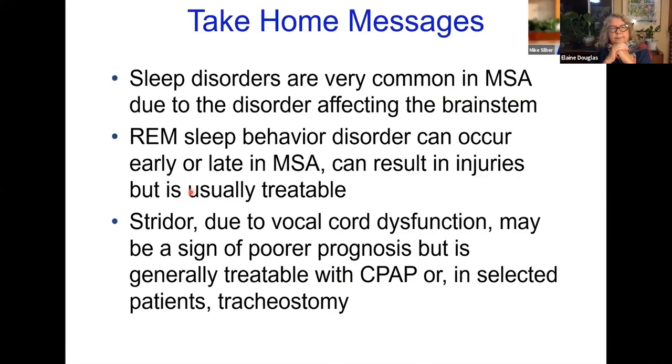So let me summarize the take-home messages here. Sleep disorders are very common in MSA due to the disorder affecting the brainstem. REM sleep behavior disorder can occur early or late. It can result in injuries, but the good news is it is treatable in the vast majority of patients. Stridor is very specific to MSA. There are not very many disorders which cause stridor. It's due to vocal cord dysfunction. It may be a sign of poor prognosis, but is generally treatable with CPAP or in selected cases, tracheostomy. The other sleep disorders, obstructive sleep apnea, etc., are quite treatable generally as well.